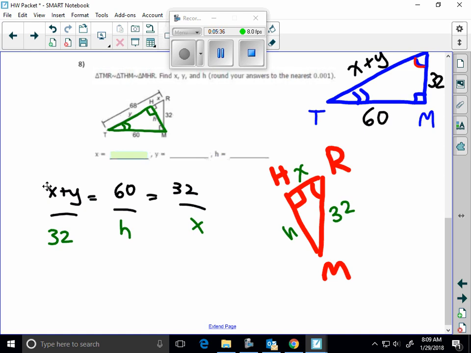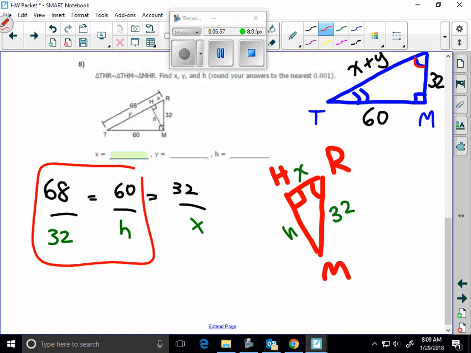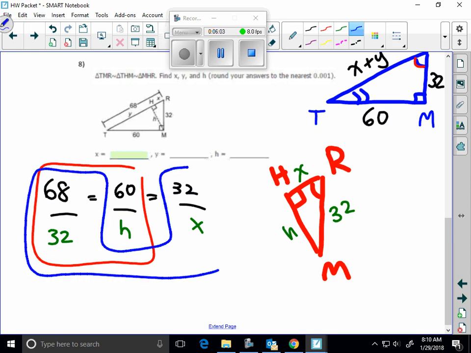Good call. Okay, Oni says x plus y is 68. Oh, Oni, thank you. You saved us a lot of time. Thank you. Okay, now good. Now we're good to go. If we want to find y, we can in a little bit once we find x, because we know x plus y equals 68. So I'm going to do a little bit of work right here. Cross multiply, find h. And then I would do the same thing right here. Cross multiply, find x.